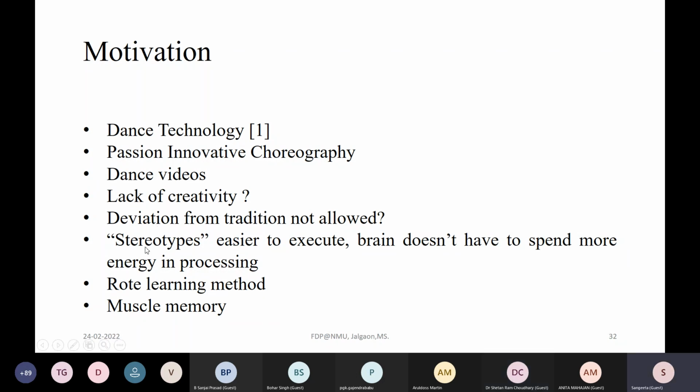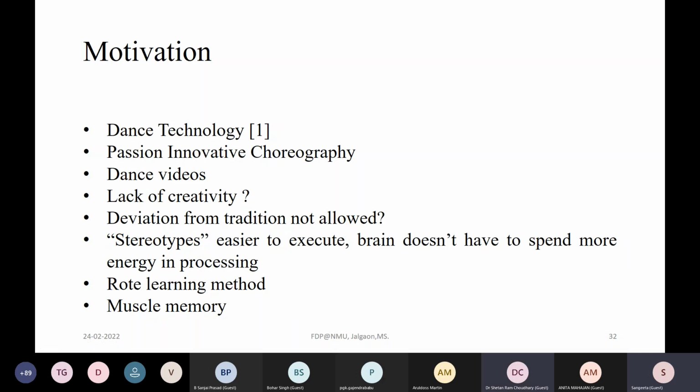Probably the answer is that stereotypes are easier to execute. The brain doesn't have to spend more energy in processing something new. Probably, I thought, rote learning is used in dance. Guru, Shishya, Parampara: follow the tradition. Whatever the Guru is teaching, I learn and I teach my students, and it goes on and on. And of course, dance follows muscle memory.